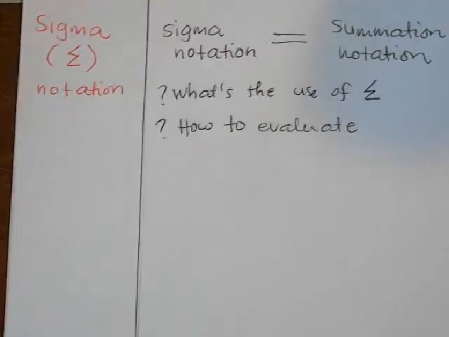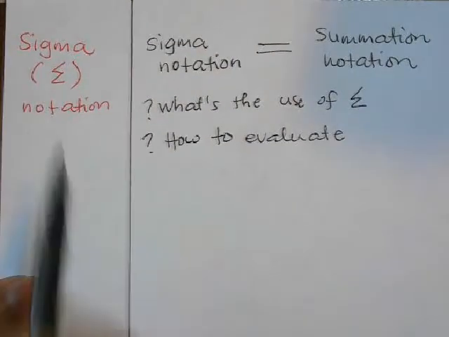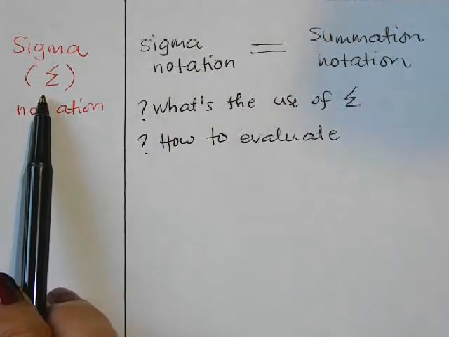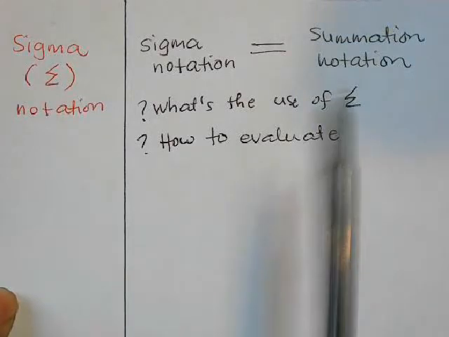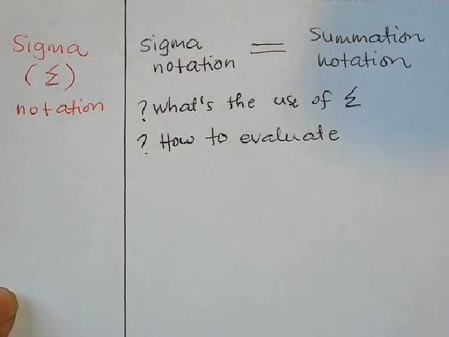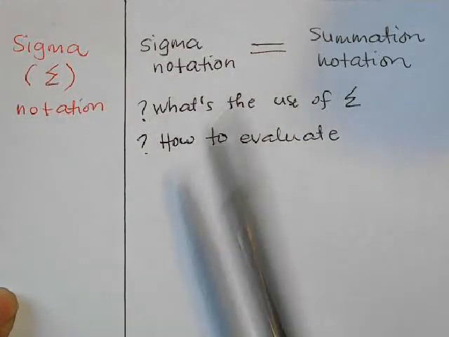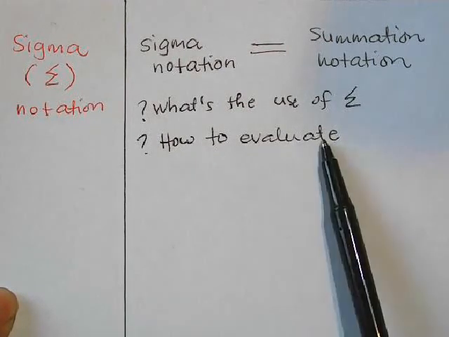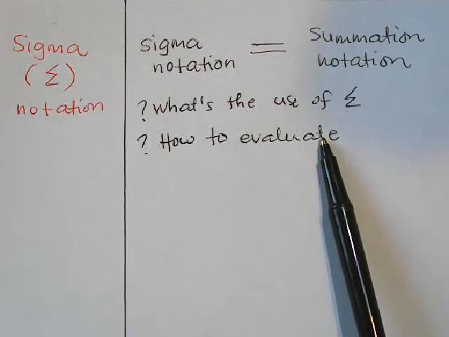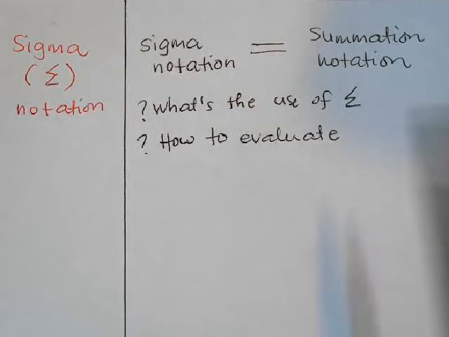Okay, sigma notation. Like I said, this is the sigma, the letter S in the Greek alphabet. Another name in some books is the summation notation. We're going to study what the use of the sigma notation is and how to evaluate series written as sigma notation. So let's start with the sequence.